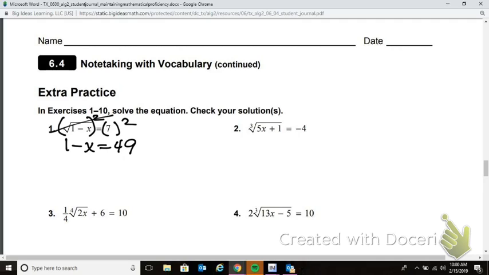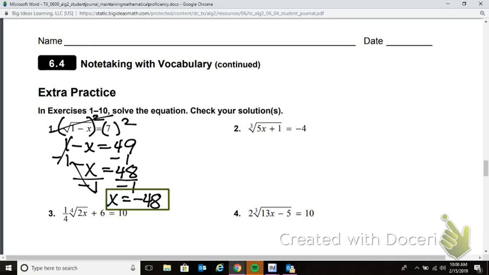And we get 1 minus x equals 49. So we subtract 1 from each side. Divide by negative 1. We get x is negative 48. Any questions on that part? Did I do that correctly? Looks good to me. All right, let's check the answer.